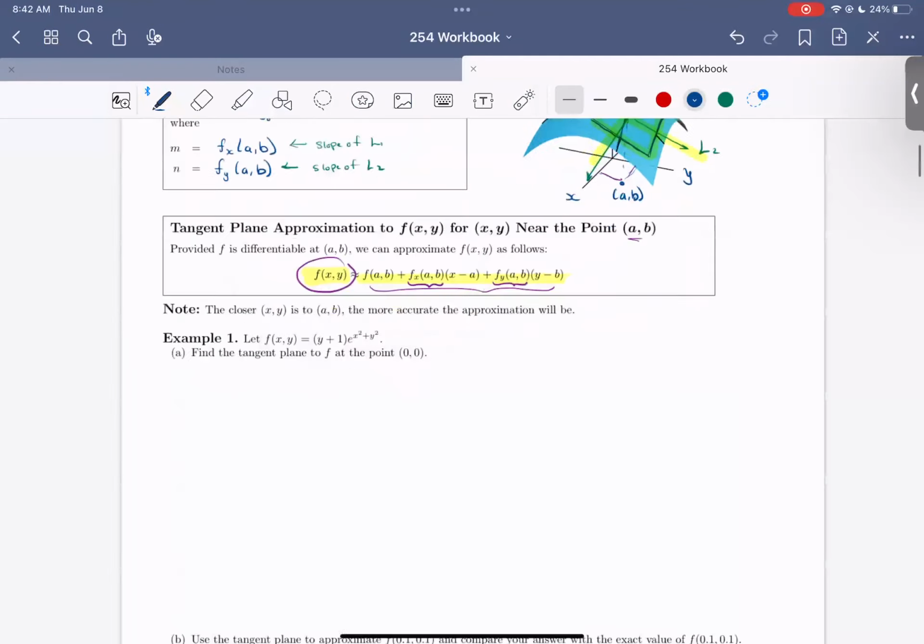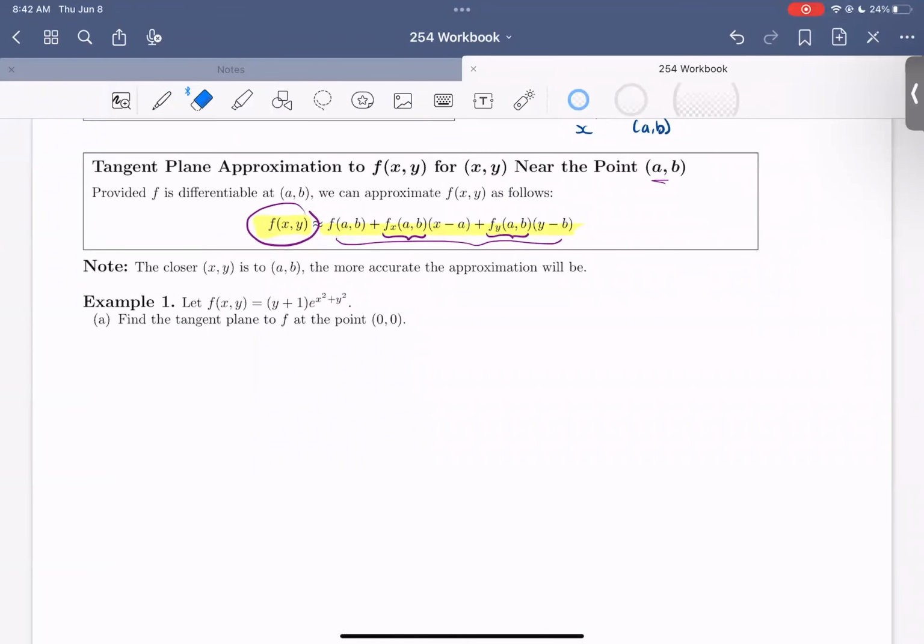All right, so let's go ahead and get started here. So in example 1, we're told to let f of x be the function y plus 1 times e to the x squared plus y squared. And we're going to find the tangent plane to f at the point 0, 0.